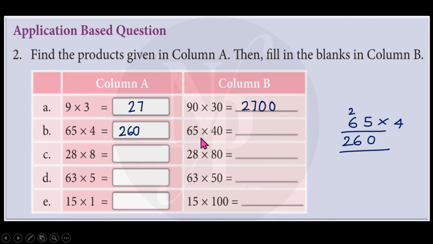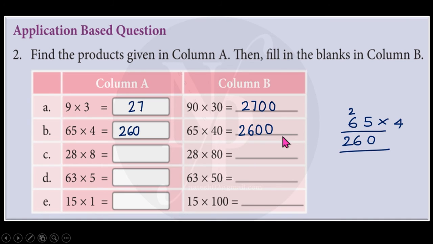So what we do now is we just write this product which is obtained for 4 and 65, that is 260. So after writing 260, we write one more 0 to the right of this answer. So we get 2600. Therefore, the product of 65 and 40 is 2600.